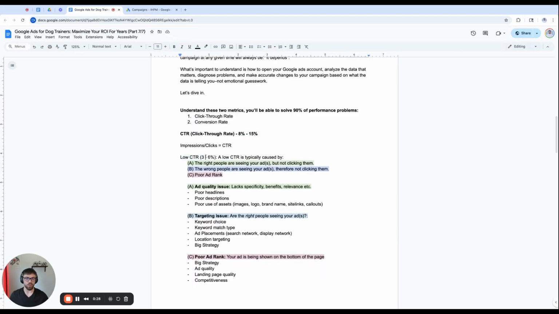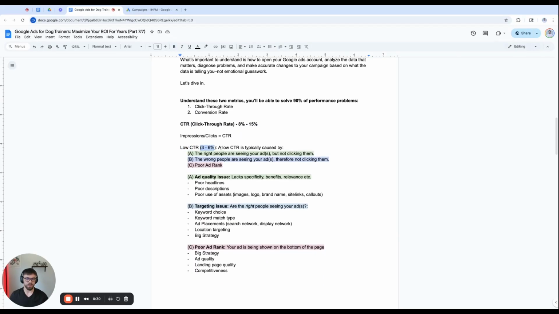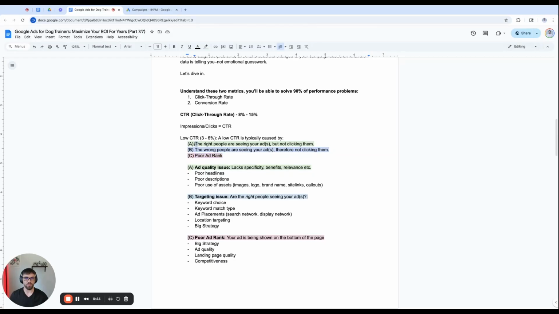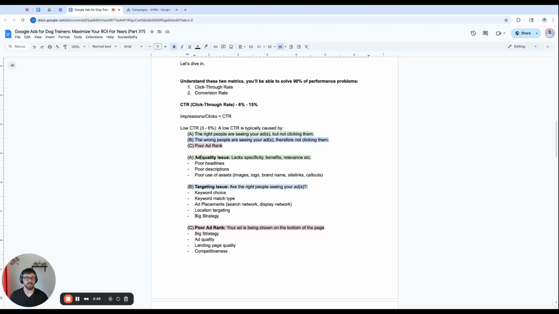A low click-through rate would be something like 3 to 6% and is typically caused by A, the right people seeing your ad but not clicking them, B, the wrong people seeing your ad, therefore not clicking them, or C, poor ad rank. So to cover reason A, the right people are seeing your ad but not clicking them, that's typically going to be from an ad quality issue because the right people are seeing your ad.